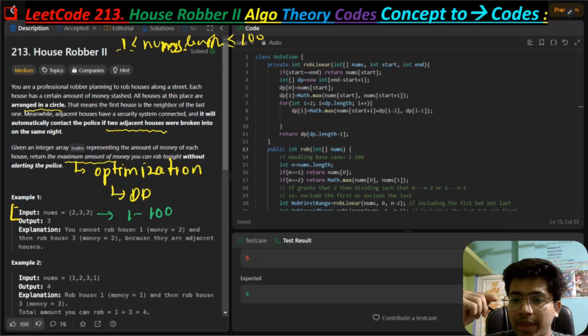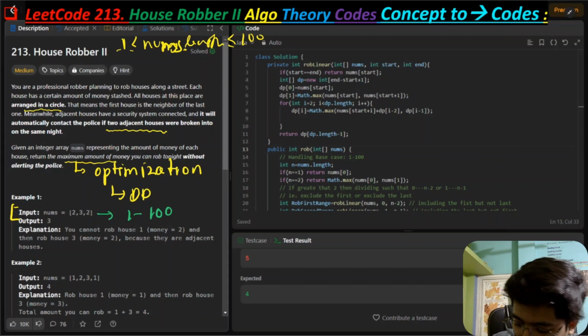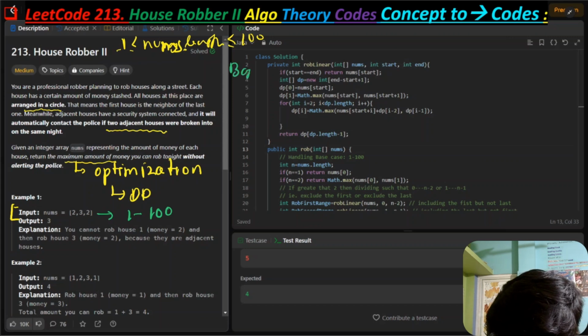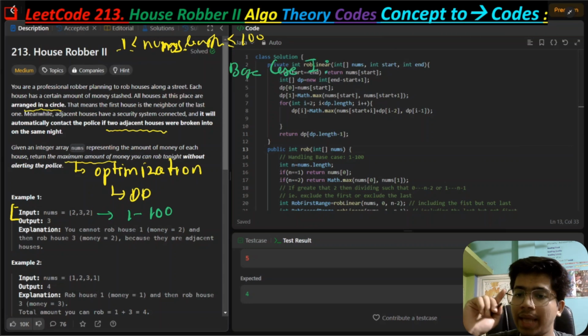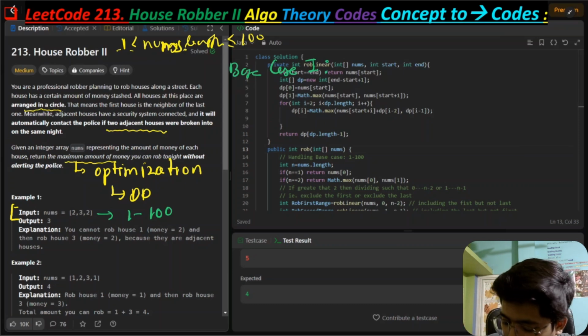So our base case. Whenever we solve a programming problem, we have to find the base case, or we call it a terminating case. So let's try to understand how we can solve this. First we'll figure out the base case. Let's write here base case 1. What might be the case? The first case might be that there is only one house. Let's say that is the house, and the amount of money in the house is 2.